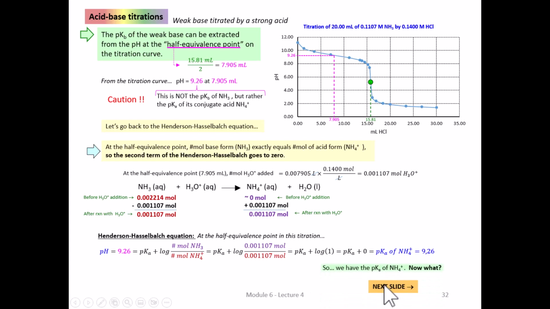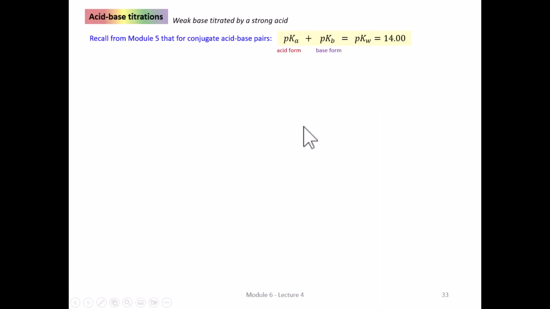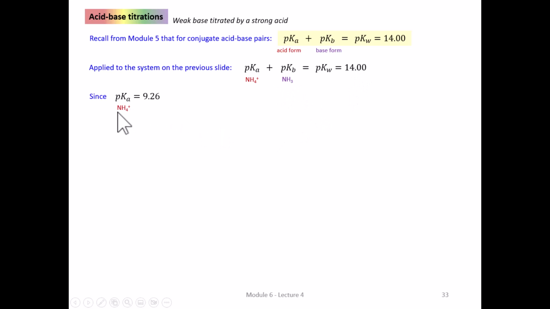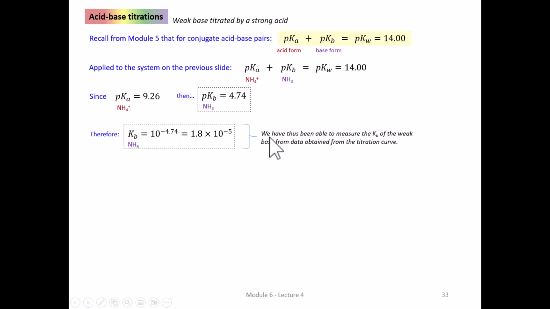So now what do we do? Now recall from Module 5 that for conjugate acid-base pairs, the pKa of the acid form plus the pKb of the base form equals pKw, or 14. This looks pretty straightforward. This means the pKa of the ammonium ion plus the pKb of ammonia, the base form, equals 14. We know the pKa of the ammonium ion is 9.26, so the pKb of ammonia is 4.74. Therefore, its Kb is 1.8 times 10 to the minus 5.